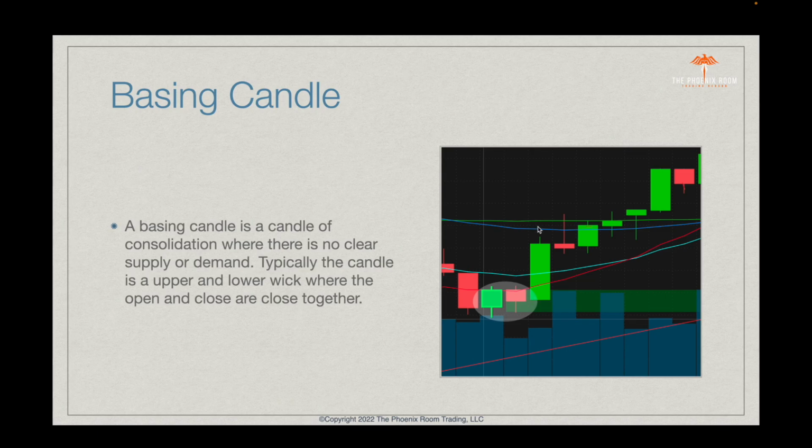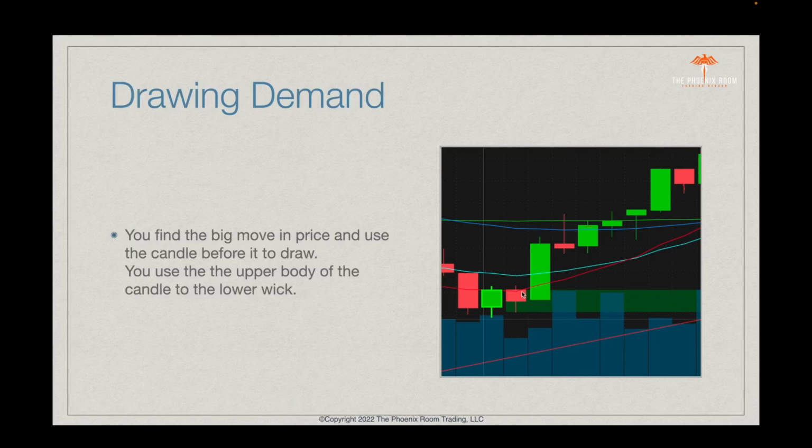The next candle shoots up. All right, this is now a demand zone because price moved up so fast. A lot of trading was going on here, and the buy orders didn't get filled, and then we move up. Drawing demand: you find the big move in price, and you use the candle before it to draw. So you can see the zone starts at the upper body right here. On a red candle, this would be the open, and on a green candle, it would be the close. And you use the upper body down to the lower wick.